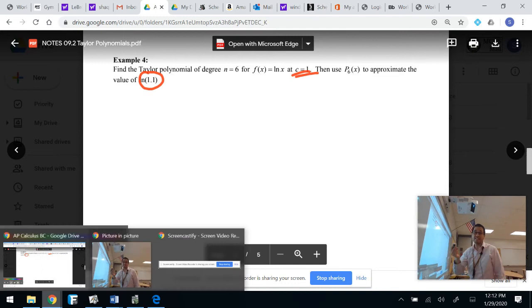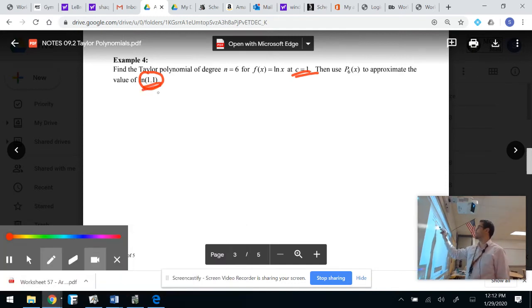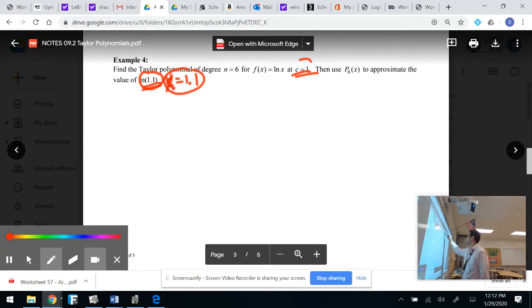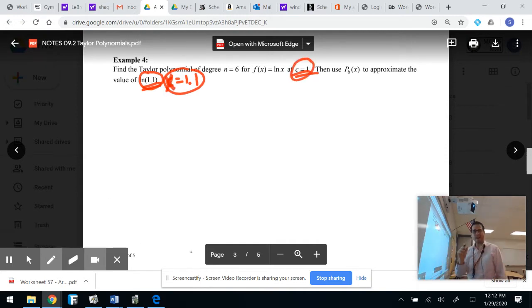And hopefully it makes sense to center it at 1 because what we're trying to approximate is, not our c, I'm sorry, our x value being 1.1. Thus, we're going to be using a c of 1. And why is that good with natural log? Because the natural log of 1 is 0. All right, so let's go ahead and do this guy.